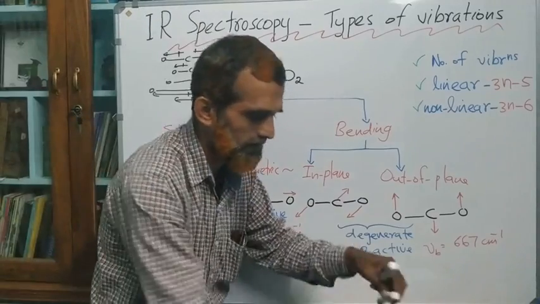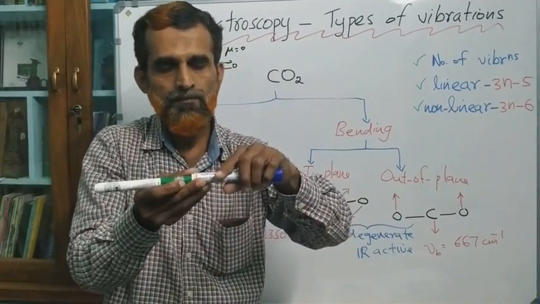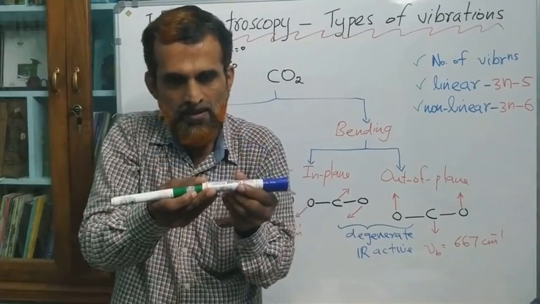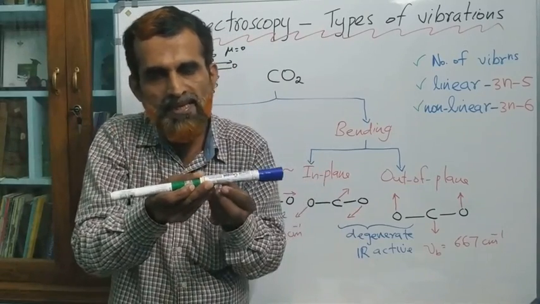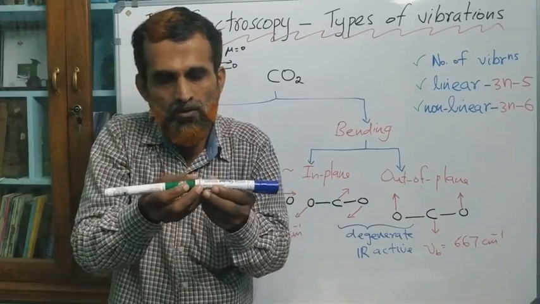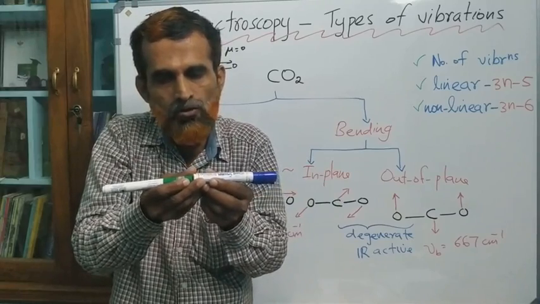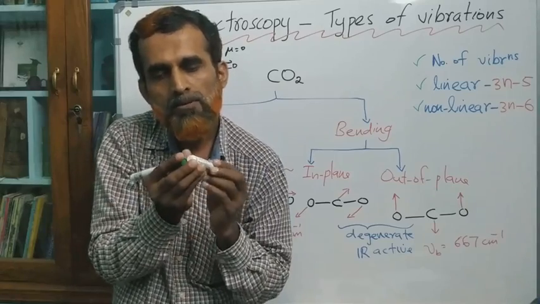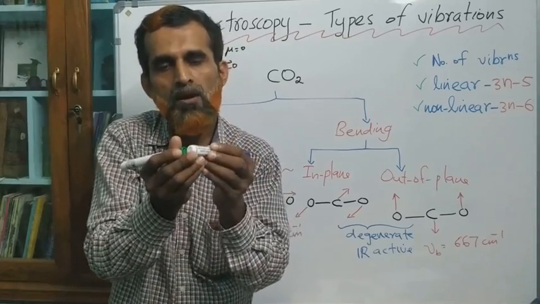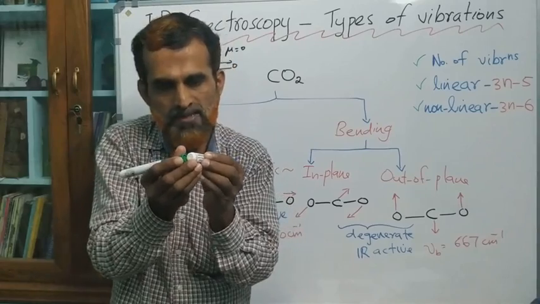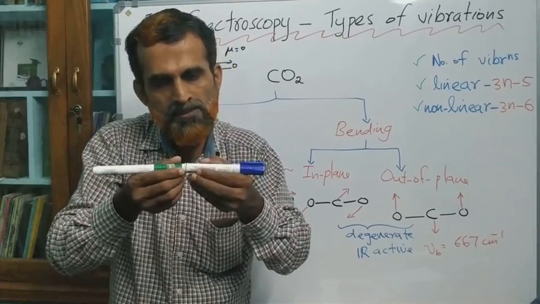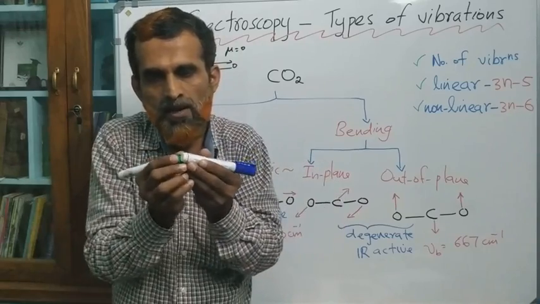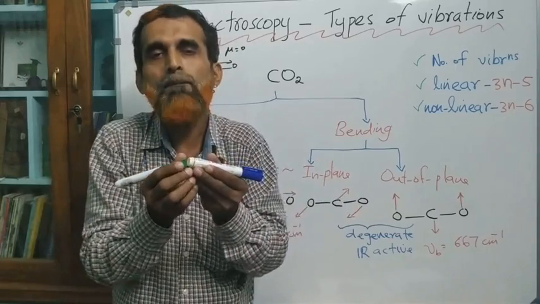Or if I show like this, suppose this is carbon to oxygen, and this is a plane, it is kept. And what is the bond angle? 180 degrees. Suppose the bond angle is increasing, so two oxygens are coming to this direction. Bond angle is increasing, so naturally carbon will be pushed to the front and then come back to the mean position, and then the bond angle is decreasing. This is the kind of vibration that is bending vibration in plane.